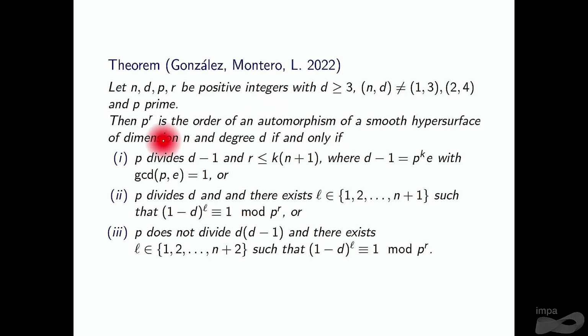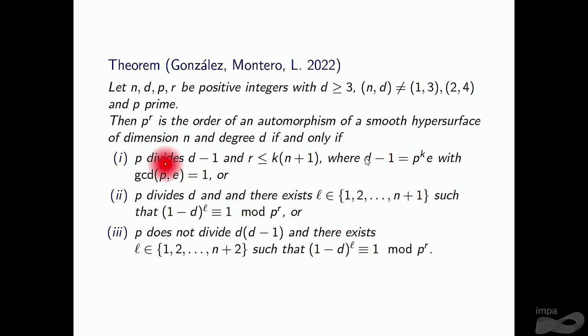So we had to generalize not for p, but p to the power r, and not just saying p divides d, but precisely how much. And we came up with this criterion. I will not read it. It's just as before. The important part is we use the same technique, the Jacobian criterion straightforwardly applied, and we obtain this classification for whenever p to the power r is the order of an automorphism of a smooth hypersurface of dimension n and degree d.